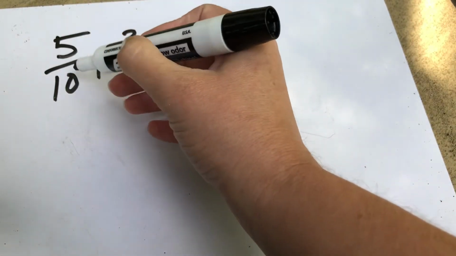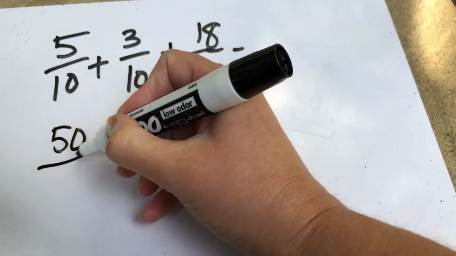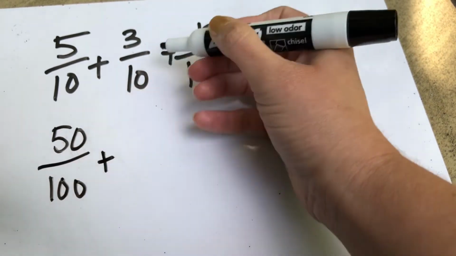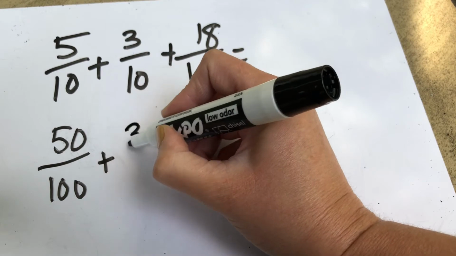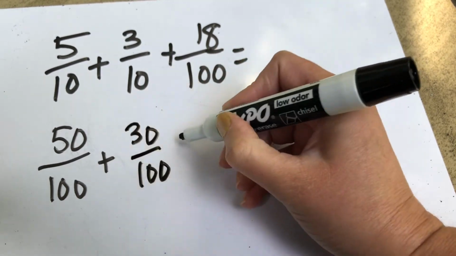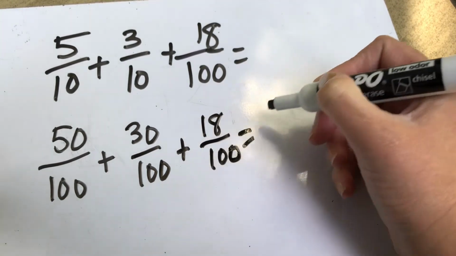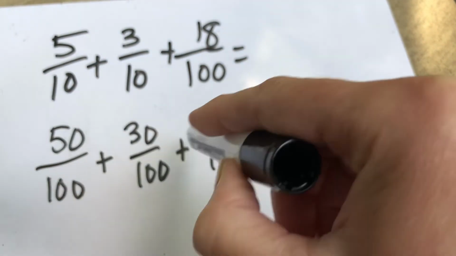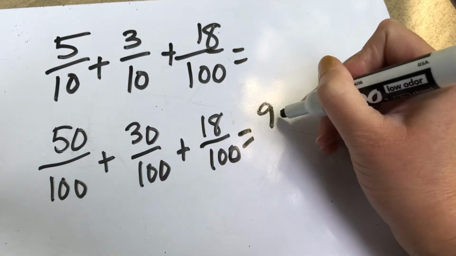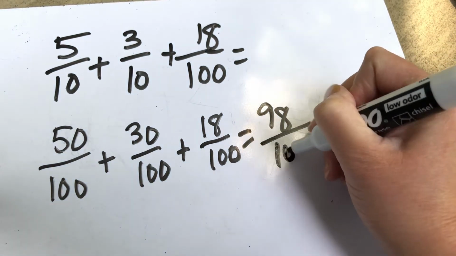So remember, you're going to multiply your numerator and denominator by 10, so that would make it 50 over 100. Plus, remember, you're going to multiply your numerator and denominator by 10, so that would make it 30 over 100. And you already have 18 over 100 here. So what are we going to get? If we add these up, that would be 98, wouldn't it? And then remember, your denominators are going to stay the same. So that would be 100.